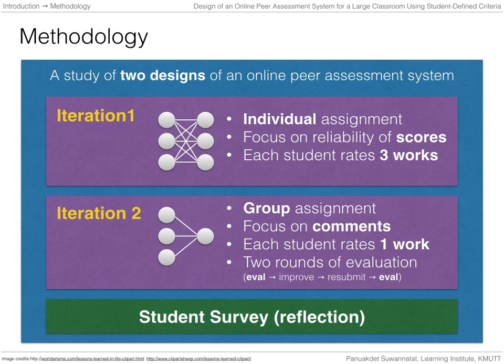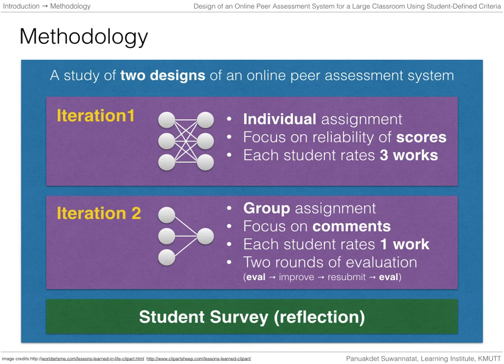In the second iteration, after the students submit the work and get evaluated, they can go back and improve their homework and resubmit it again for another round of peer evaluation. And we can see the progress of the students throughout this process. After all that is done, we have the students reflect, using the student survey, on the effectiveness or what they wish to see in the peer assessment system.